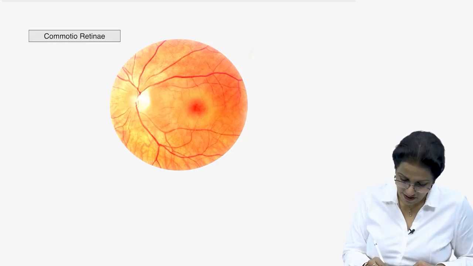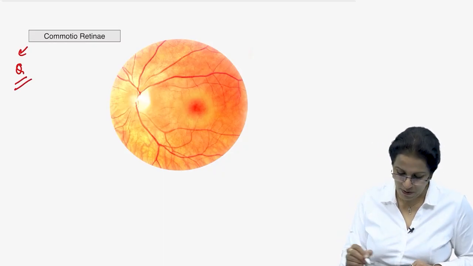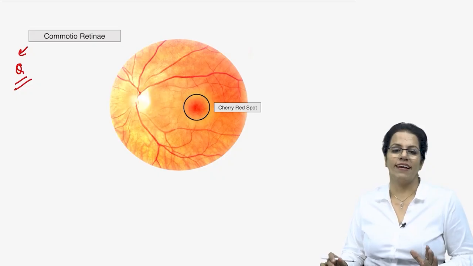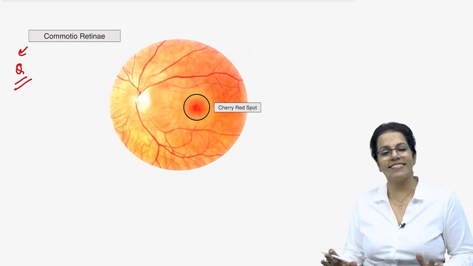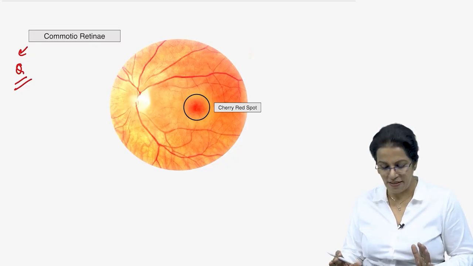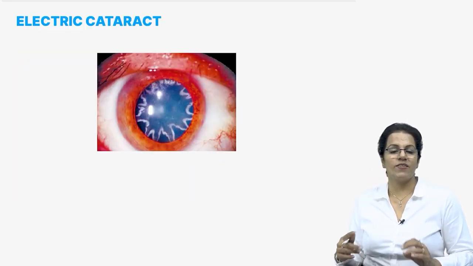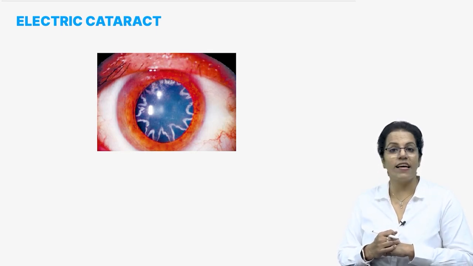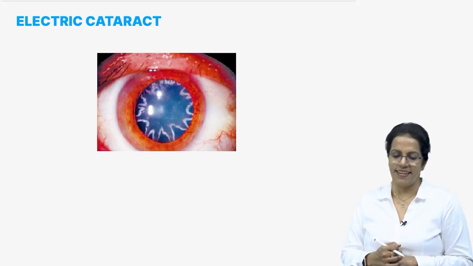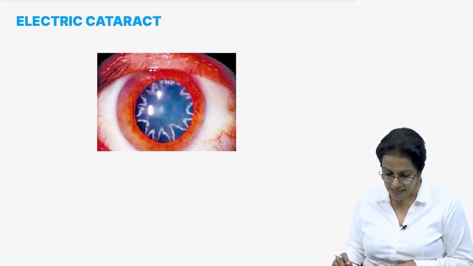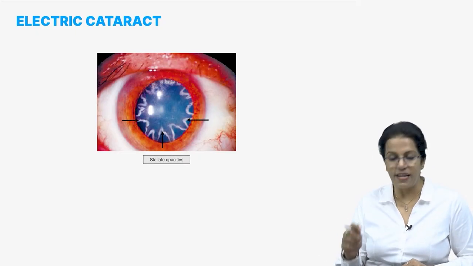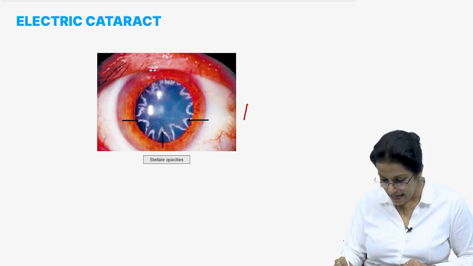So this is important. In the MBBS also, we have written so much on commotio retinae, and it presents as a cherry red spot at the macula. As of now, we'll learn this. Details of cherry red spot we will discuss in the retina chapter. Okay, so these were the features of blunt trauma or traumatic cataract. And the third type which we have learnt is electric cataract. Can you see this? These are stellate opacities, and these are the typical look of electric cataract, and they are anterior subcapsular. Don't forget this.